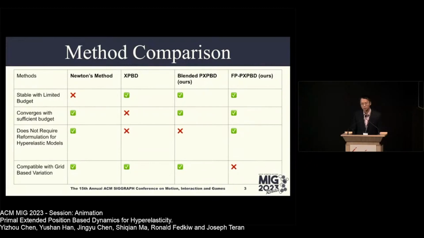So you see the other two methods are what we call PXPBD, which is short for Primal Extended Position-Based Dynamics. Sorry for the long name. As you can see, the check marks show they have both advantages of the methods. Also, XPBD has another limitation: it does not easily apply to arbitrary hyperelastic models, which are exactly the kind of models that we want to use. We come up with another variation called FP-PXPBD here that addresses that limitation as well.